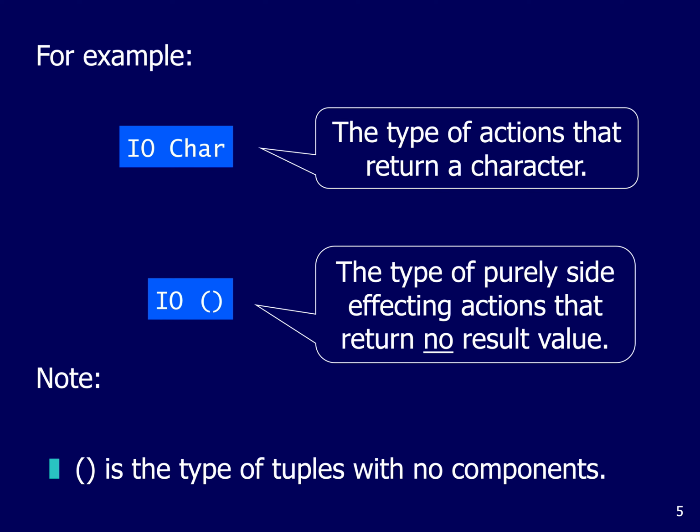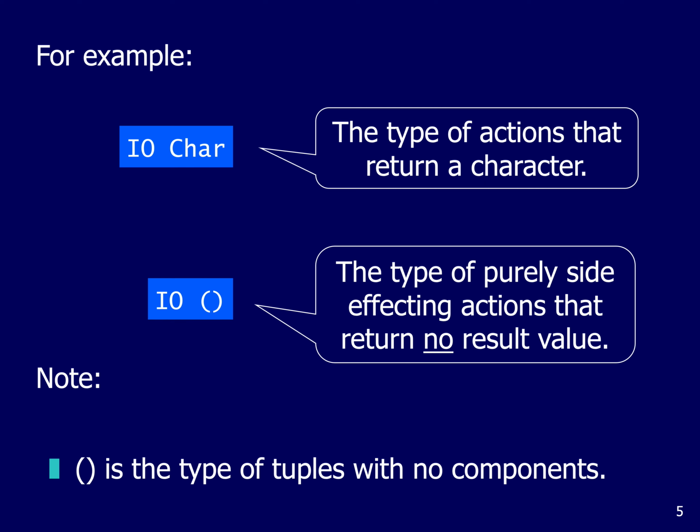value. And actually, just a small technical note at the bottom here, the open round brackets, close round brackets is actually the type of tuples with no components. It's the empty tuple in a language like Haskell.